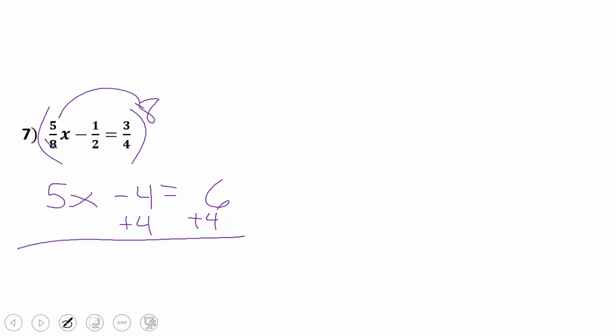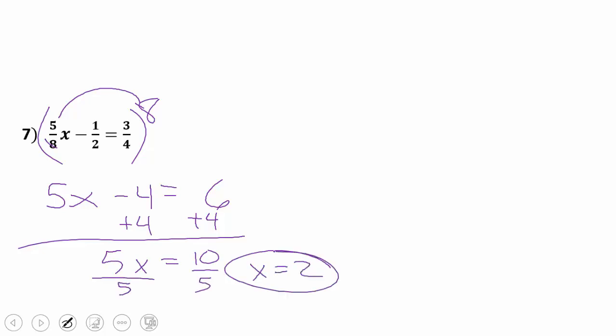First isolating. That's actually combining like terms, but we are still isolating. Combining like terms that are on opposite sides, so we use the opposite operation. And we have 5x is now equal to 10. Dividing by 5, x is equal to 2. Straightforward.